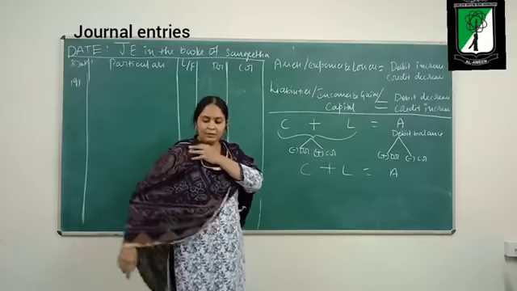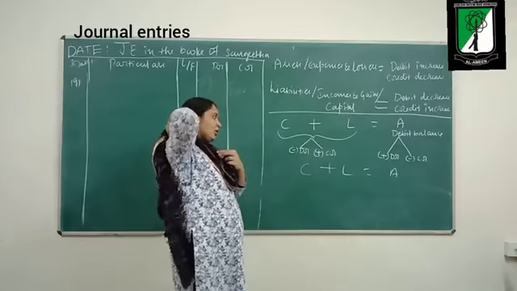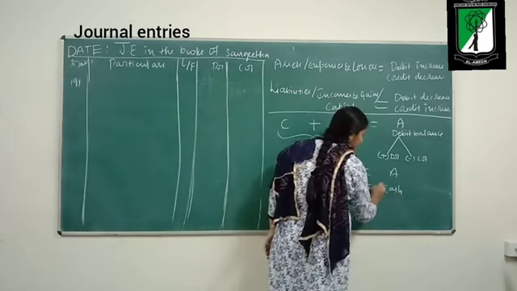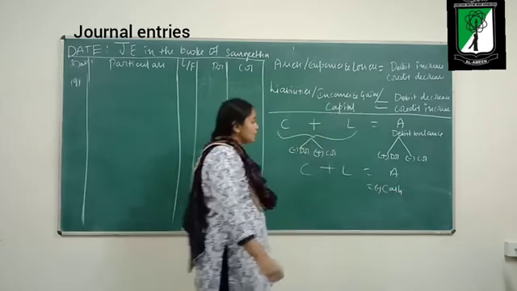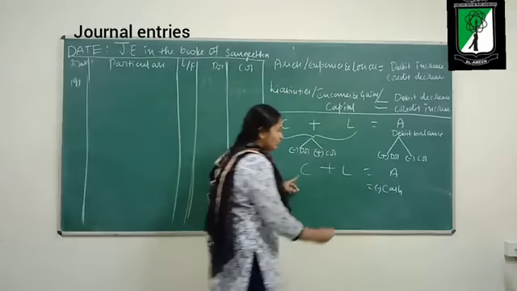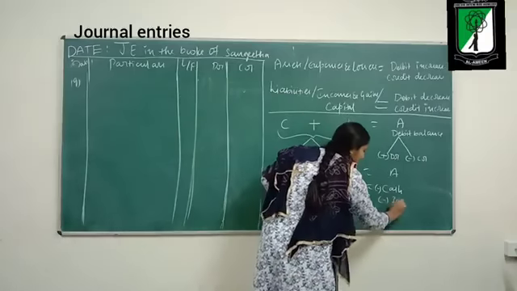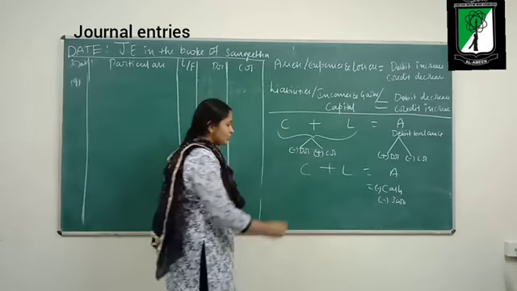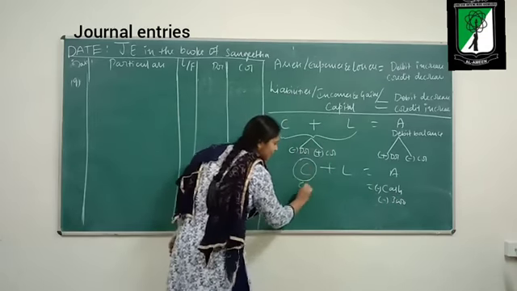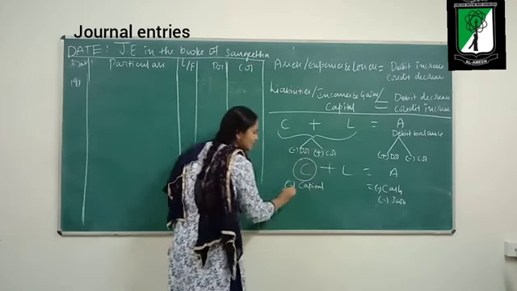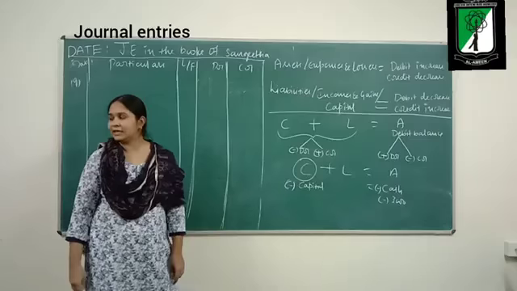Okay, for personal use. So what is happening to my cash here? My cash is decreasing. She has withdrawn rupees 3,000, so her cash, which is my asset, is decreasing. Due to this, what is happening to my capital balance? My capital balance is also decreasing.